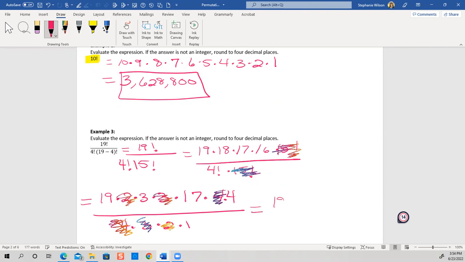So now I have 19 times 3 times 17 times 4 all over 1, but we're not going to put it over 1. And when I multiply all those together, I get 3876. Came out to be a nice clean number.